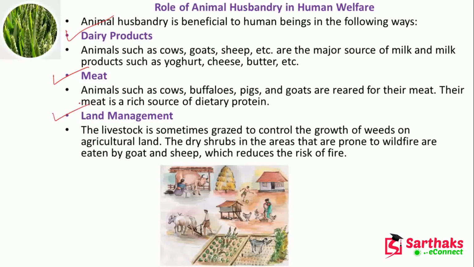Land management: livestock is sometimes grazed to control the growth of weeds on agricultural land. So what you can do is just graze the animals, and you can see the weeds will be uprooted automatically, because the animals are grazing there. So that is land management. We can manage the land also.